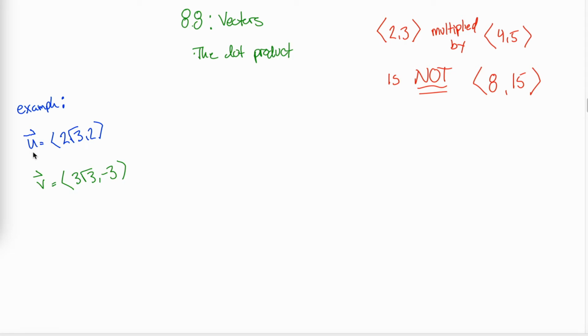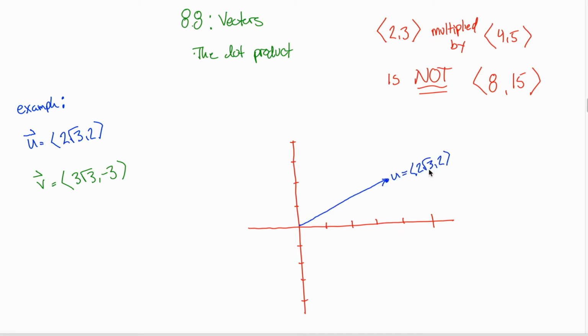Suppose we have these two vectors u and v defined in their component form to be 2 root 3, 2 and 3 root 3, negative 3. For the visual learners, since the square root of 3 is like 1.7, 2 root 3 is roughly 3.5. So the vector 2 root 3, 2 could be depicted with this arrow. And since 3 root 3 is a little bit more than 5, the vector v with components 3 root 3 and negative 3 could be pictured with this green arrow.